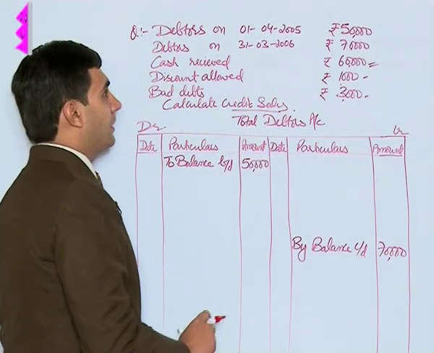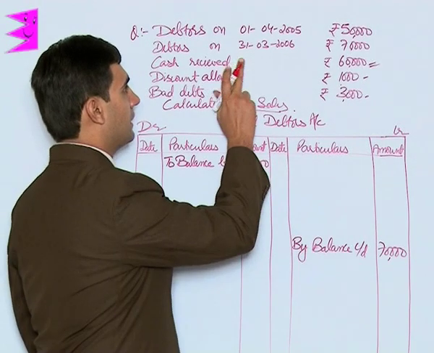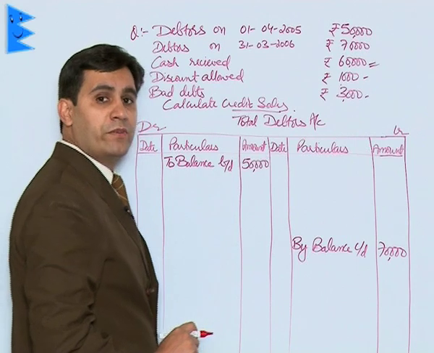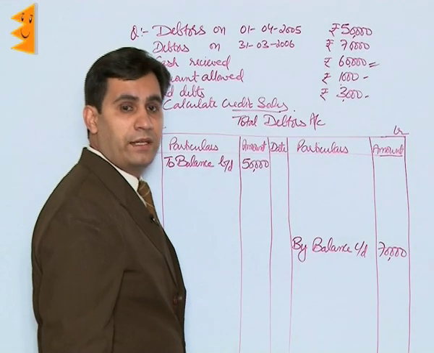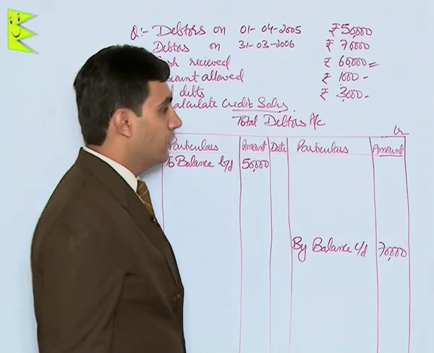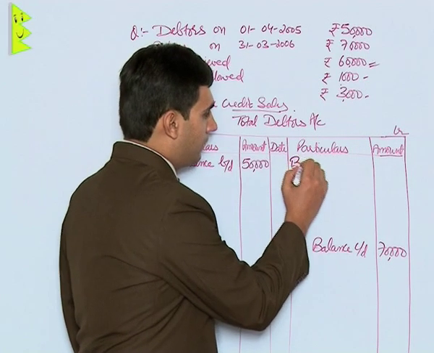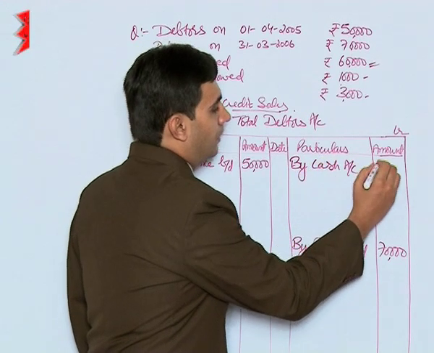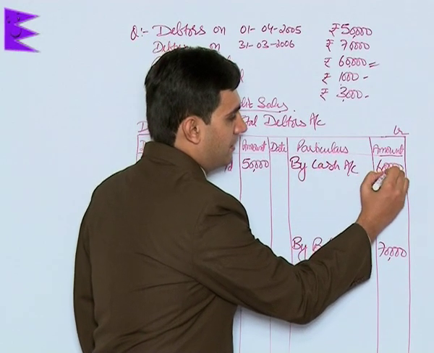Now students, the next information given to us is cash received, that is 60,000. Whenever we receive cash from debtors, entry is cash to debtors. Debtors are credited, so entry would be made on the credit side, that is by cash account. Amount received is 60,000.